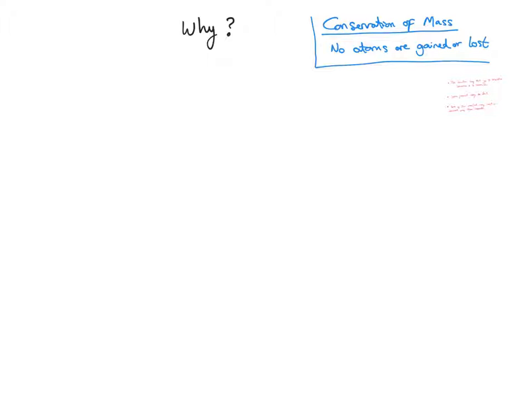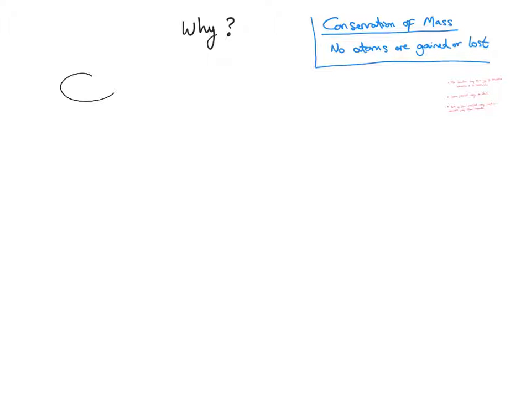So the next thing we need to understand is why we might not get 100% yield. And the first thing I want us to think about is this idea of conservation of mass. So this law is always true. You can never create atoms or just delete atoms. So this is not the reason why you have less product than you should. You can't just delete stuff. There is a real reason why you may not get 100% of your reaction.